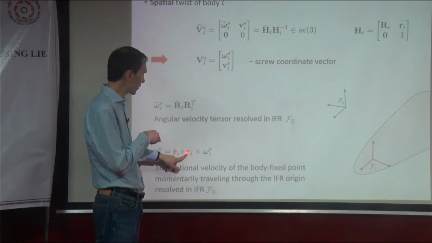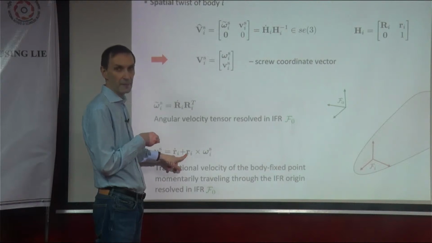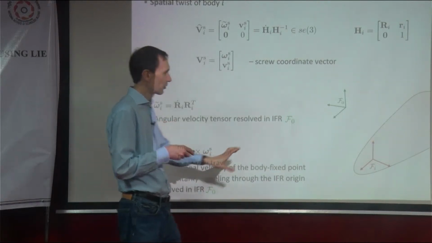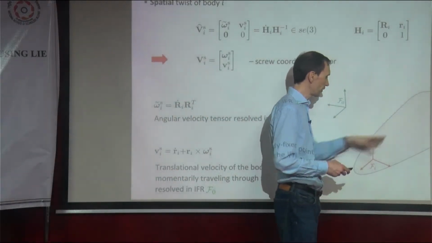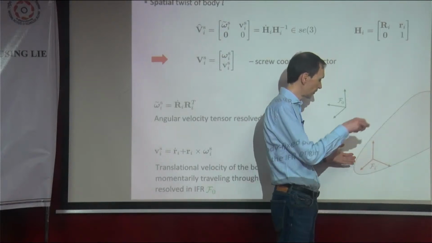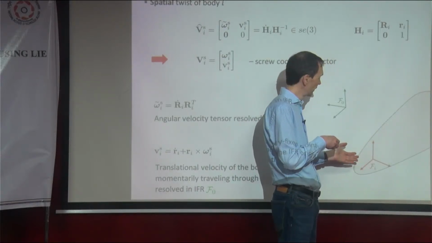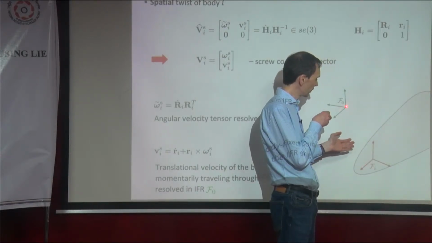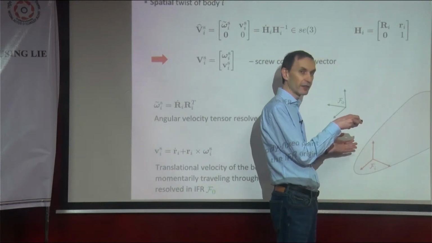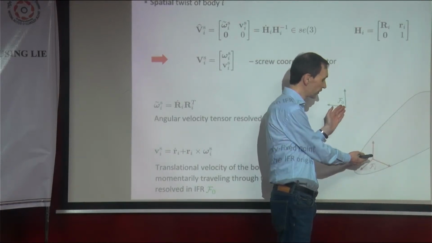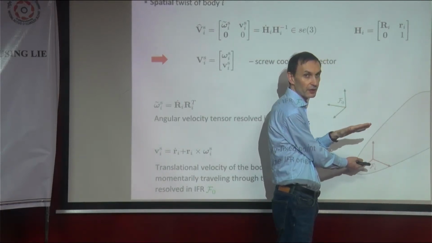So we have the cross product of Ri cross omega. So omega is, I don't know, just the vector with which this is rotating. Let's say like this. Okay. Now you take the cross product of this vector r and omega. And what you get is exactly the linear velocity due to this rotation, right?